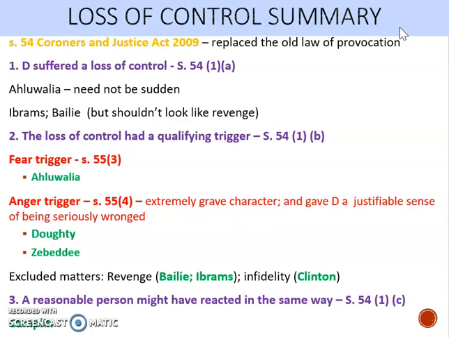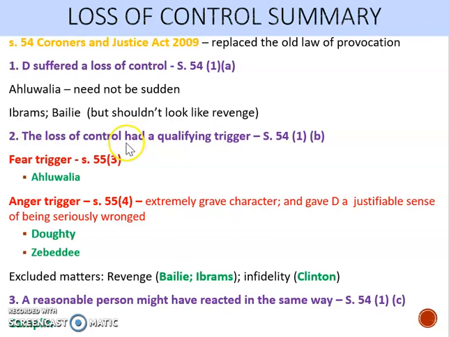There couldn't be a time lapse. There had to be a sudden snap, which meant it was easier for men to plead than women, who often experience a slow burn type reaction. But under loss of control, we don't have to have a sudden snap. There can be a time lapse, but it shouldn't look like a revenge killing.